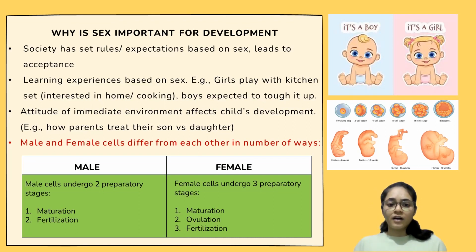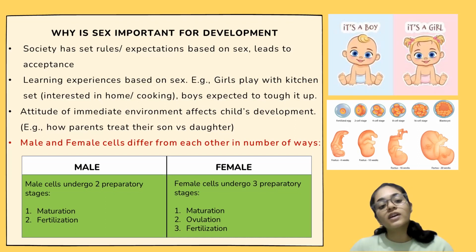They started toughening her up, giving her a lot of challenges and treating her like a son, and that in a way shaped her personality and her development. So those are the things that we look at, how the attitude of the immediate environment can also have an impact on the child's development.